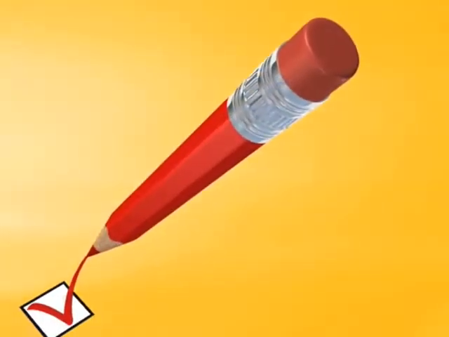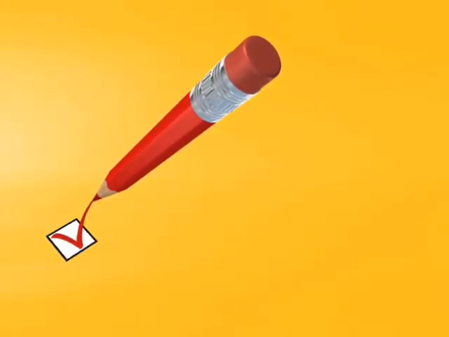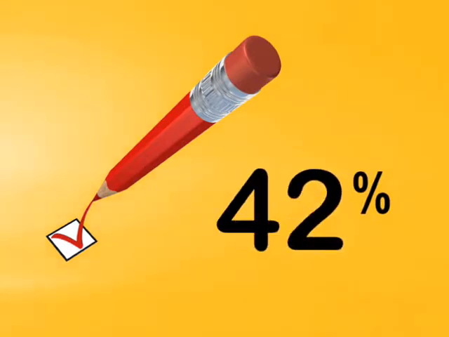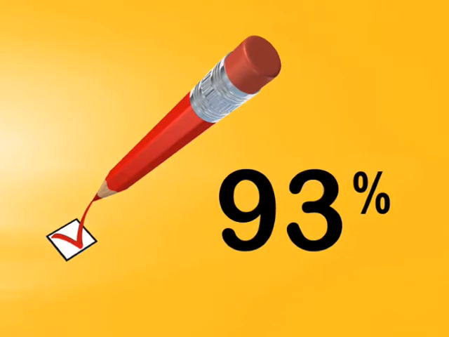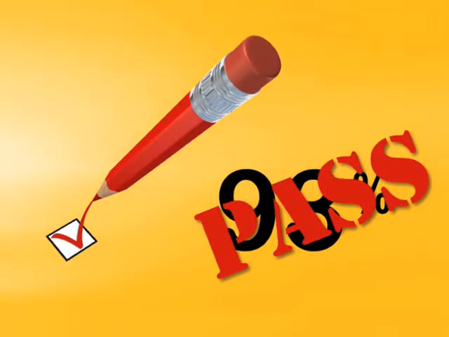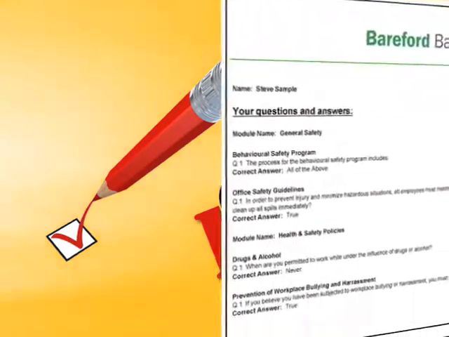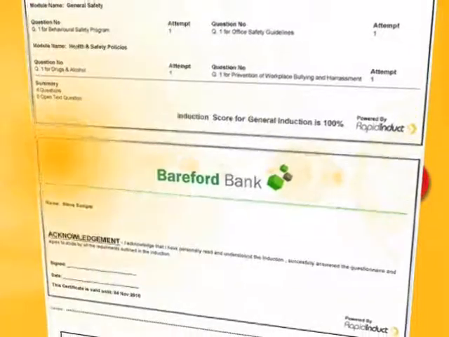The number of attempts an inductee takes to answer a question is recorded by Rapid Induct, and this in turn is used to determine a score. This is a very useful tool as you can set a minimum score that needs to be achieved before allowing them to pass. All the questions, answers and the score are displayed on the final certificate if an inductee passes.